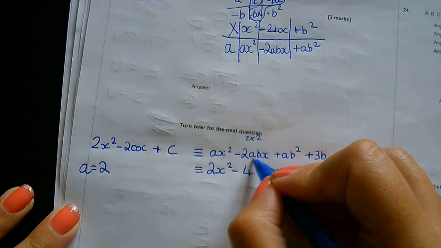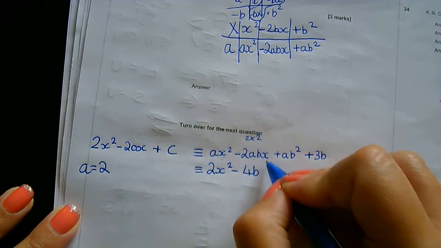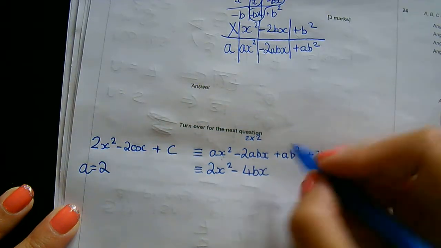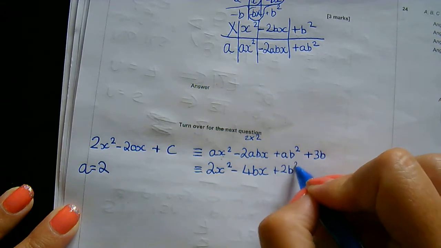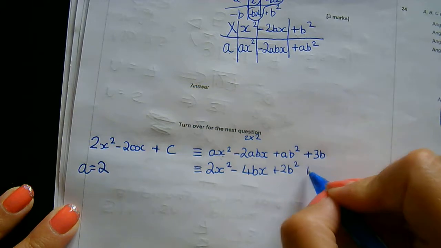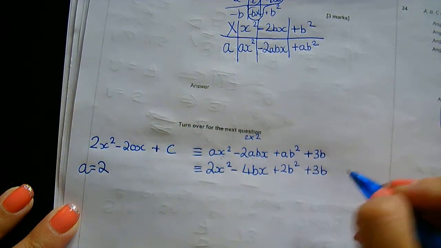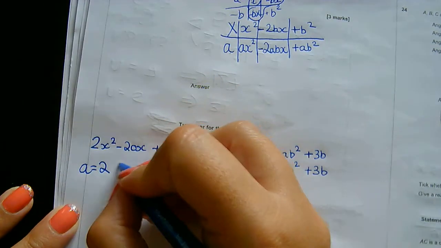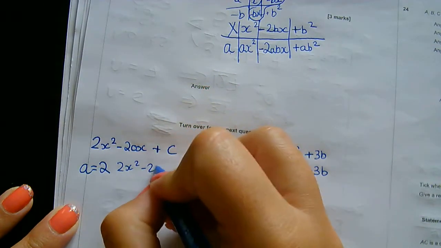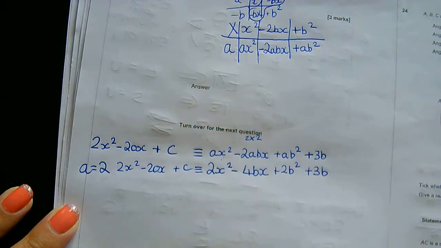Minus 2 times the a is 4, and then I've still got a b, and I've still got an x, so I'm just subbing the 2 in. And then I've got a plus, a is 2, so that'll be 2b squared, and then I don't know the value of b yet, so that's it. That is all I know from that. So that is still equal to that 2x squared minus 20x plus c.